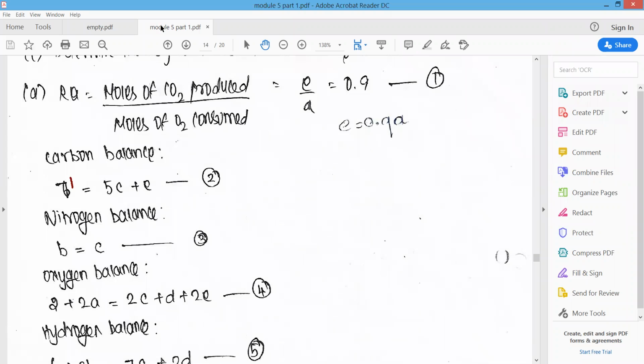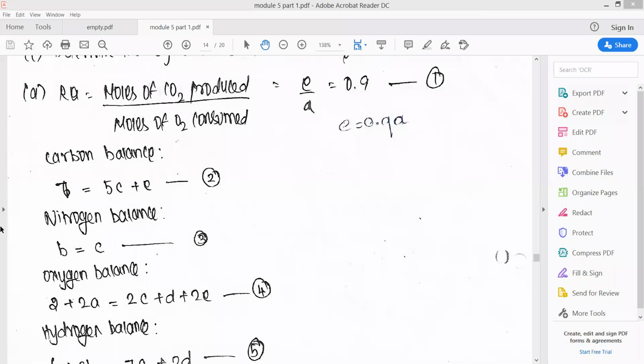So how will you write here is 7 into 1 into 12, and then 5 into C into 12, plus E into 1 into 12. So what happened here is we have cancelled all 12 and we have written 7 is equal to 5C plus E. This is how we have written.